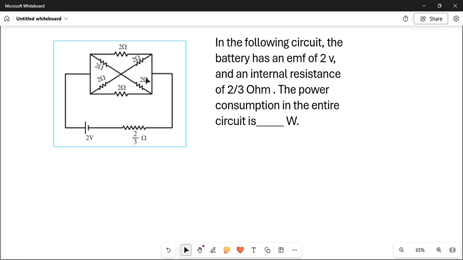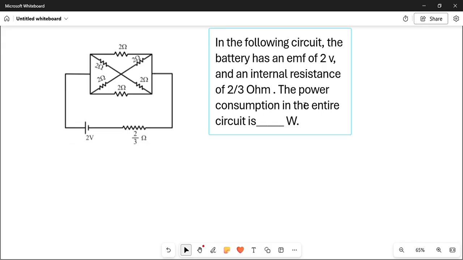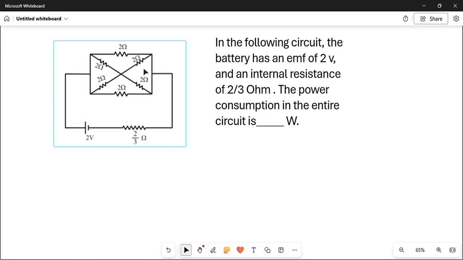Okay, so how to reduce the complexity? From this, 1, 2, 3, 4, 5, 6, there are 6 resistances present in the circuit. If we find the equivalent resistance of this circuit, we can easily find the power consumption in the entire circuit. So first we have to find the equivalent resistance.